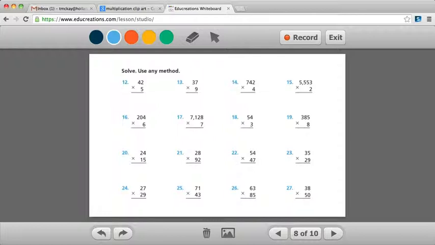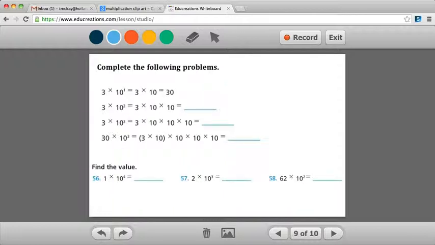At this time, I'd like you to pause the video. I would like you to complete numbers 12 through 27 using any of the 4 methods that you would like to use. And when you complete numbers 12 through 27, I would like you to go to numbers 56, 57, and 58 and also complete the one up top.